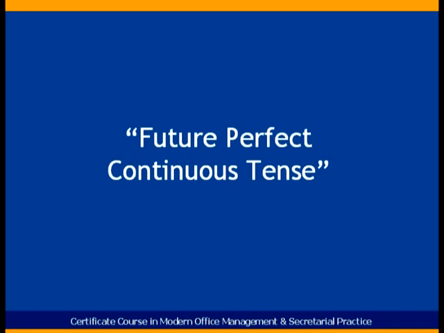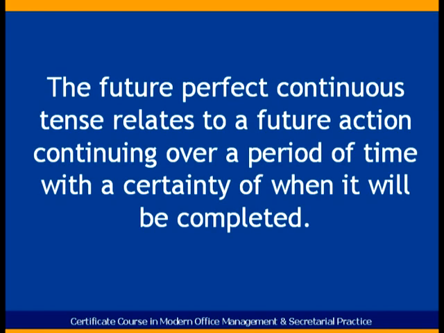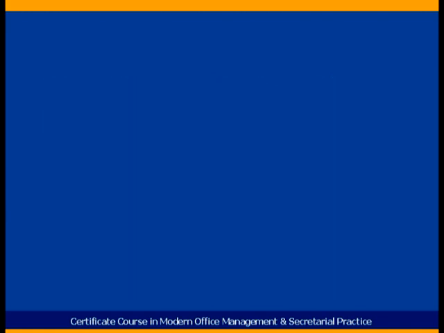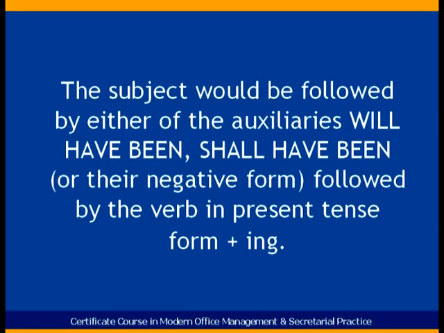Future perfect continuous tense. The future perfect continuous tense relates to a future action continuing over a period of time with a certainty of when it will be completed. The construction of the sentence should be like this. The subject would be followed by either of the auxiliaries will have been, shall have been, or their negative form followed by the verb in present tense form plus ing.